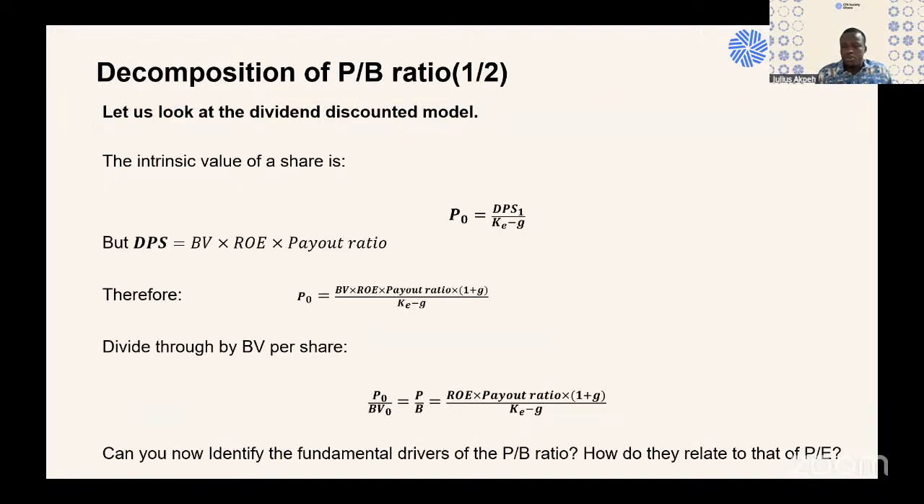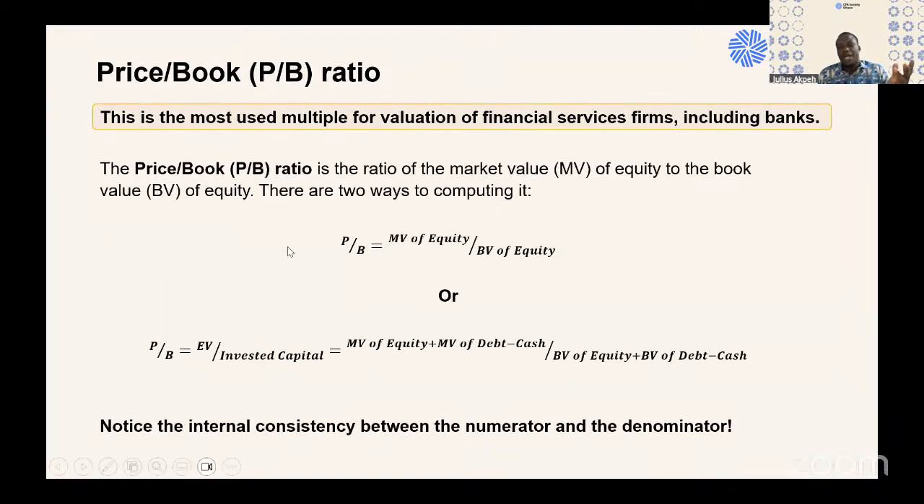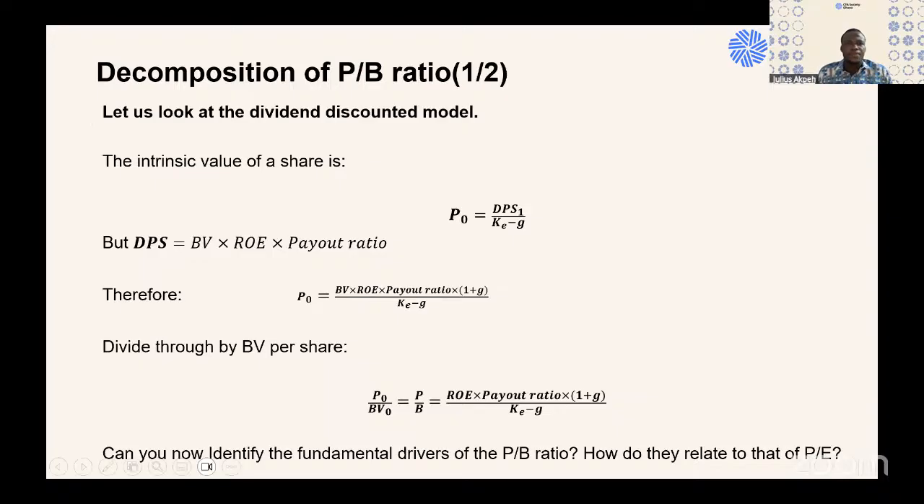Let's decompose this price to book. I said to you that underlying every multiple are assumptions about cash flow, risk, and growth. Let's see whether that is true. We are going to decompose the price to book ratio soon. Now, to start that, we are going to use a dividend discounted model, which is a simpler model. And with the dividend discounted model, we can transition from there to the price to book ratio. And let's see how the price to book ratio relates with the model.